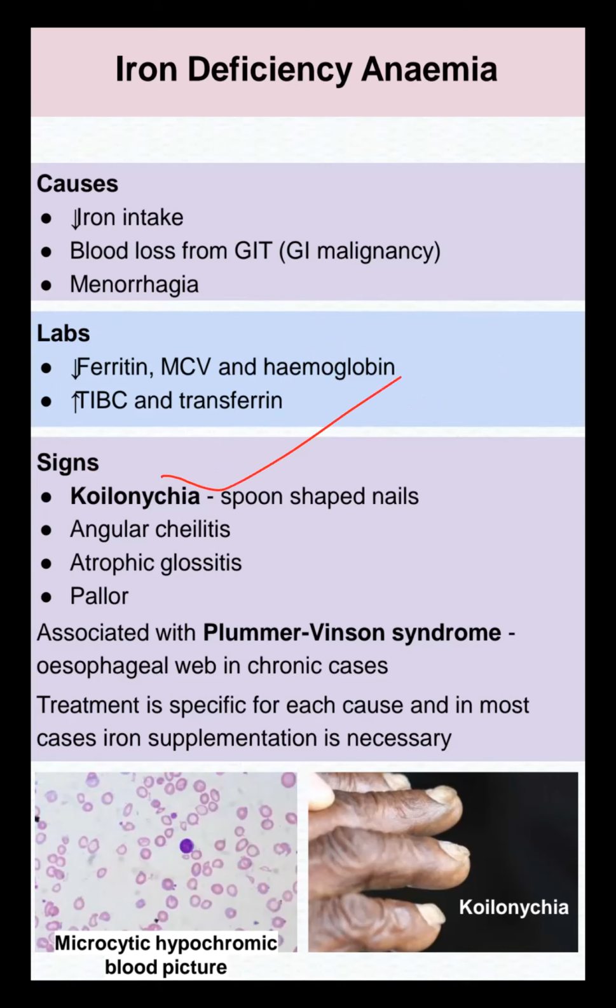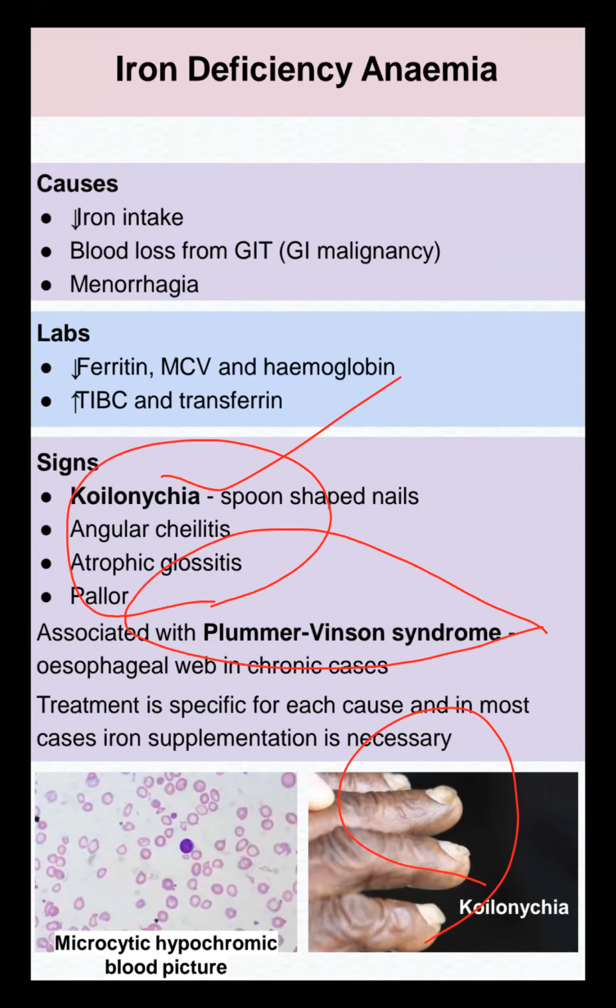Koilonychia present, my MOH candidates. So see, koilonychia, angular cheilitis, atrophic glossitis, pallor. My dear heart candidates also, remember, koilonychia, angular cheilitis, atrophic glossitis, pallor is the presentation of iron deficiency anemia associated with Plummer-Vinson syndrome. In Plummer-Vinson syndrome, an esophageal web will be present, and these are chronic cases. Treatment will be according to the cause, and we have to give iron supplementation.